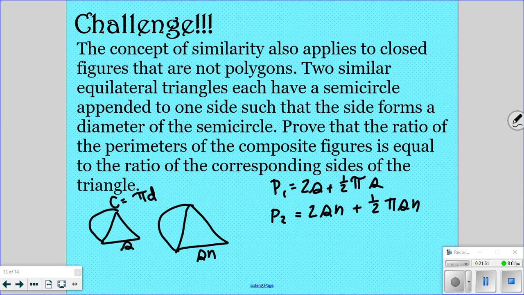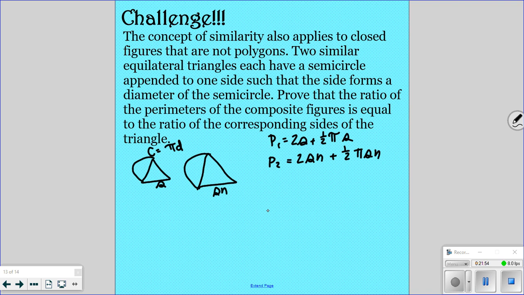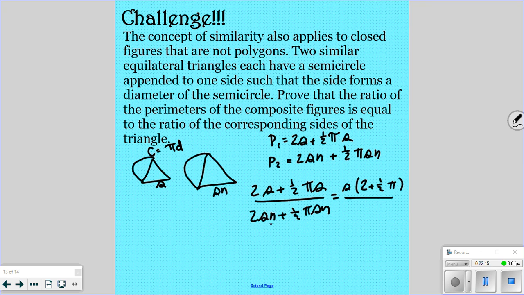And then we need to do the ratio of the perimeters. So we'll do 2S plus 1/2 pi S over 2Sn plus 1/2 pi Sn. So up here, we can factor out an S, and we're left with 2 plus 1/2 pi. And then down here, we can factor out an Sn. And we're left with 2 plus 1/2 pi. And so those cancel, and they leave us with just S over Sn. And that's the ratio of the sides, S to Sn. So that would be how you would prove what they ask you to prove.